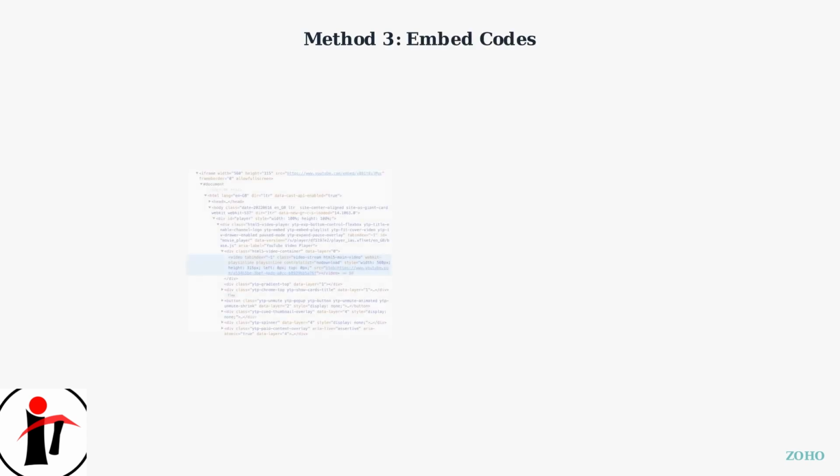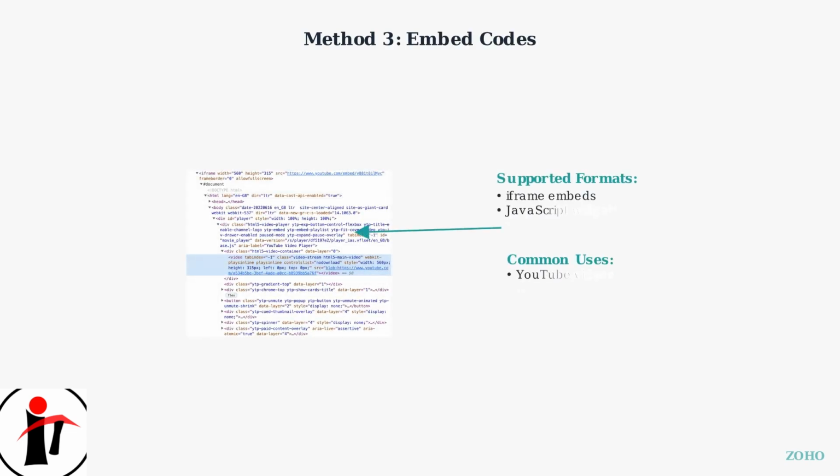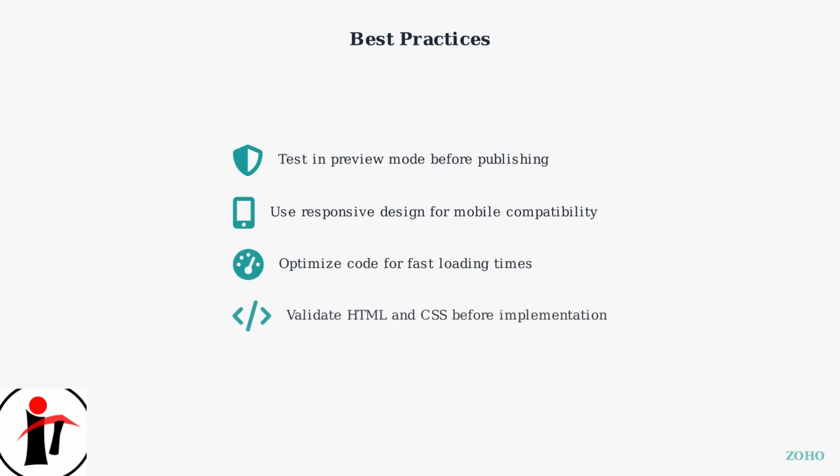Embed codes allow integration of external content through iframes, JavaScript widgets, and HTML snippets. This method is perfect for YouTube videos, Google Maps, social media feeds, and contact forms. Follow these best practices. Always test your code in preview mode. Ensure mobile responsiveness, optimize for fast loading, and validate your HTML and CSS before implementation.